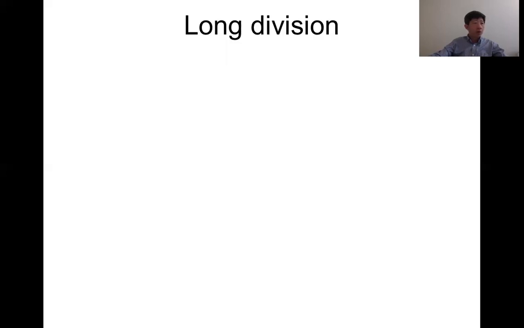All right, long division. Here we go. Here is a problem I want to do. Let's say I want to do 95 divided by 5. 95 divided by 5. All right.